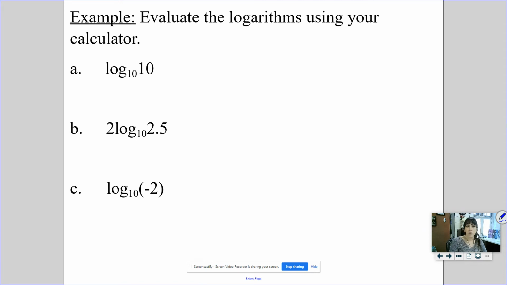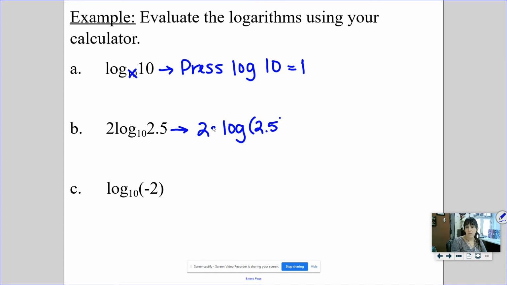On your calculator, though, understand you would just press the log button and then put 10. So it'd be log 10 in your calculator. So you would not do anything with the base here. You're just putting log and then the number. This one should equal 1. For the next one, you would do 2 times log of 2.5. That's how it would be in your calculator screen. That should equal 0.796.